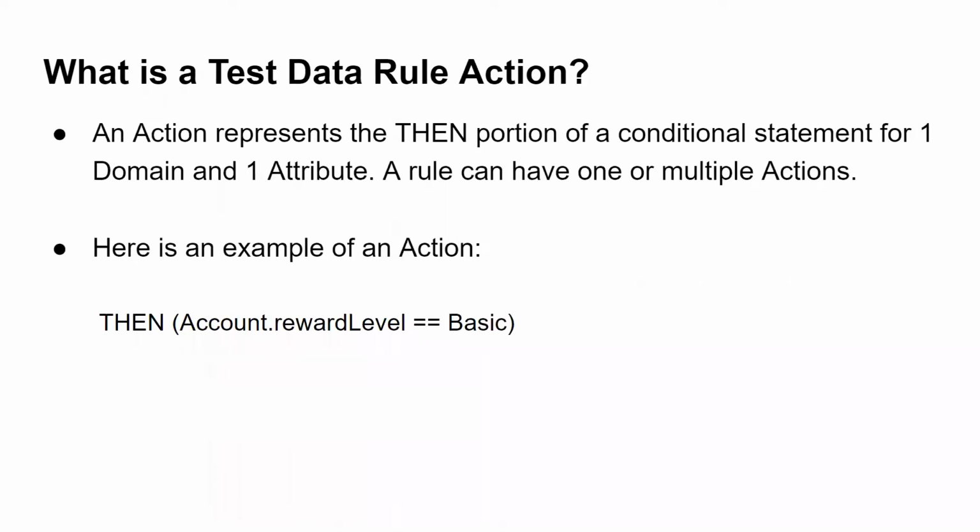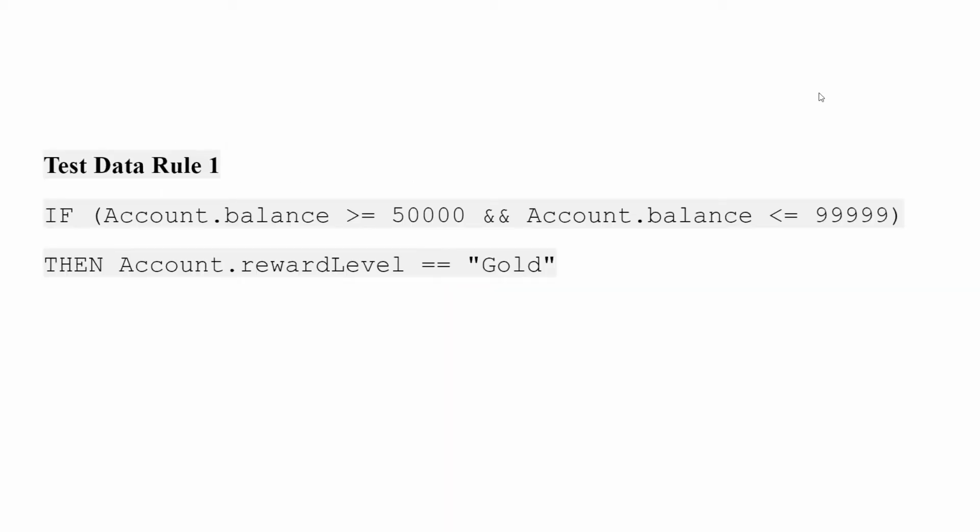What is a test data rule action? An action represents the then portion of a conditional statement for one domain and one attribute. A rule can have one or multiple actions. Here is an example of an action. Then account reward level equals basic. This is an action for a test data rule. For this lesson, we will be showing how to set up test data rule 1 for the gold reward level. For this rule, if the account balance is greater than or equal to 50,000 and less than or equal to 99,999, then the account reward level will be gold.